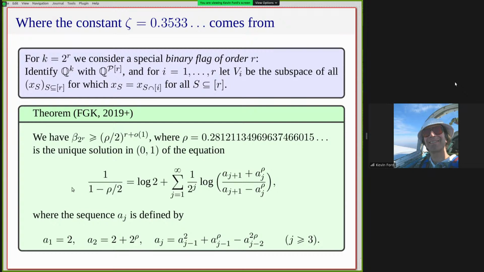At first glance, it's not even obvious that rho should exist or be unique, but it is. The main reason is that the terms in this sum are rapidly decreasing because of this 1 over 2 to the j. So this is a rapidly convergent sum. Even though the a sub j's here are growing very rapidly, we're taking a logarithm, so that nullifies the growth. Again, there's a tremendous number of details being omitted here.